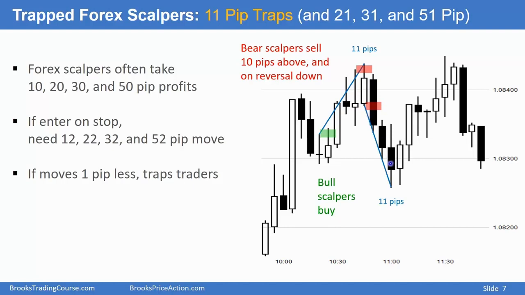It has to fall 10 more pips to hit their limit order. And for that limit order to be filled, it usually has to fall 1 more pip. So the market usually has to fall 12 pips for the bears to make 10 pips. If it starts to turn up before 12 pips, it's an 11 pip trap. That means the bears who sold are trapped. It hit 11 pips. Most of them did not get their 10 pips profit, and it reverses up. At some point, those bears give up.